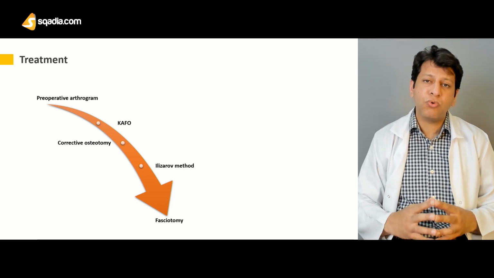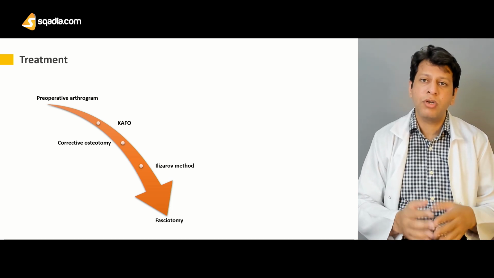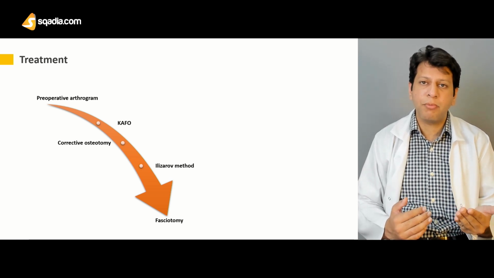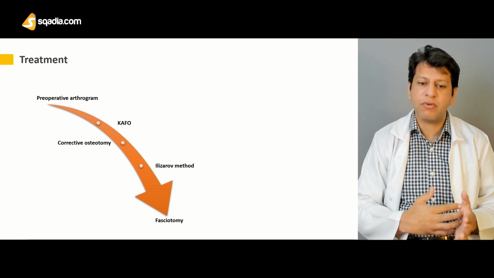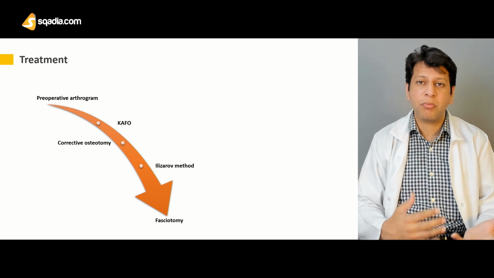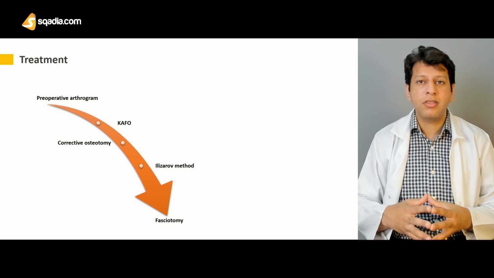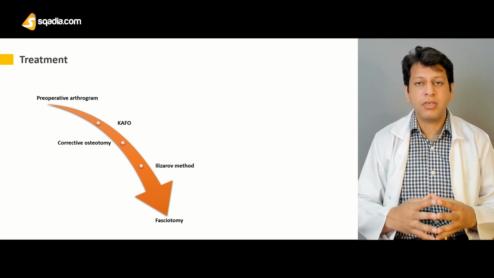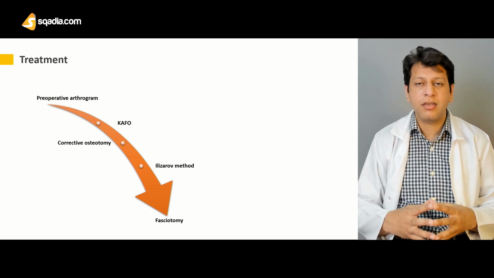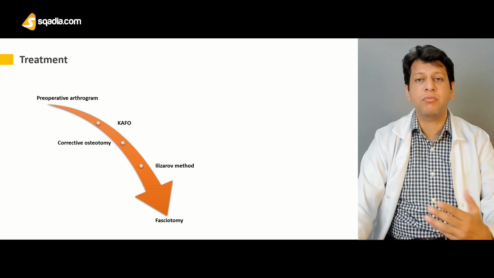Most commonly, if it's grade 1 or 2 and age is less than 3 years, we go for KAFO. If it's any other grade, age is more than 3 years, or if it has failed bracing, we go for some form of corrective osteotomy. The Ilizarov method is also one form of correction. Instead of going for osteotomy, we can go for this and gradually correct the deformity over a period of time, with weight bearing, and the patient can bear weight and continue daily activities of living, and then get the correction over a period of, let's say, 1 to 3 months or 6 months.